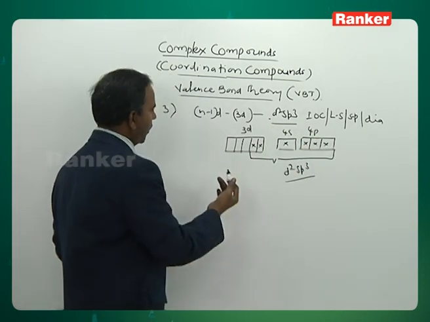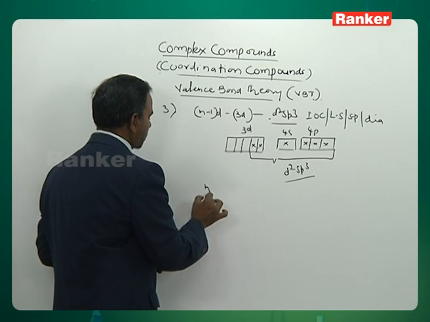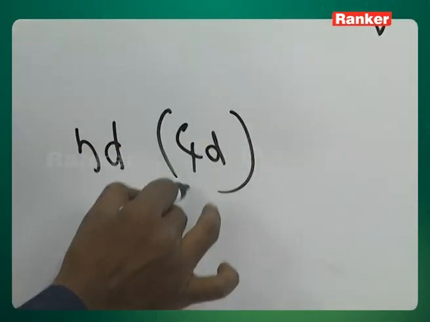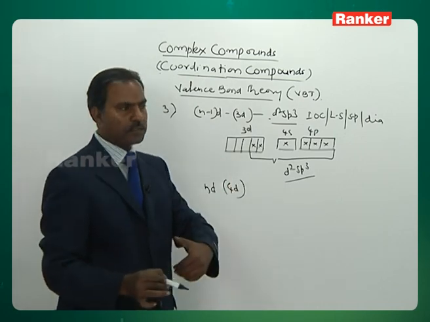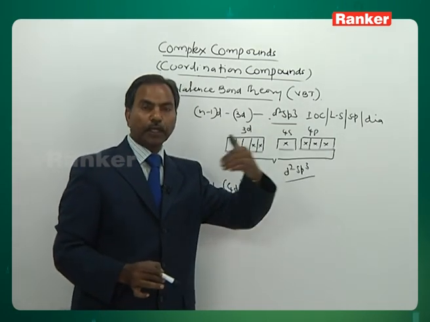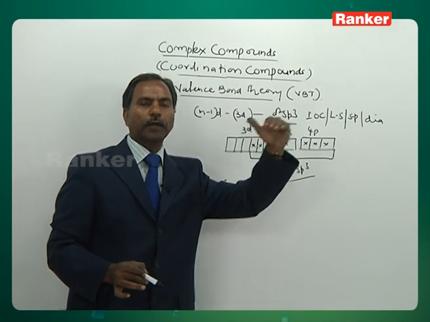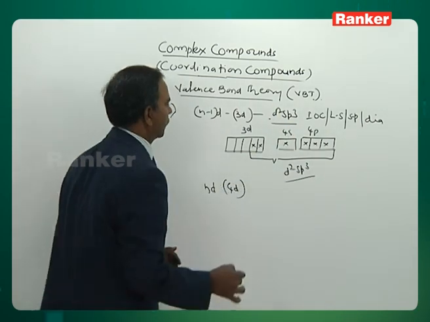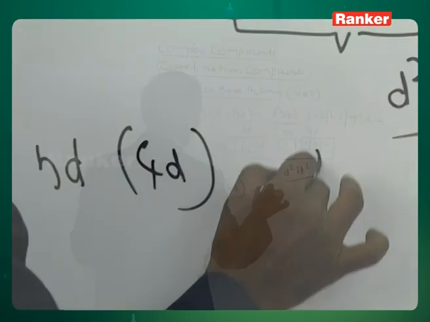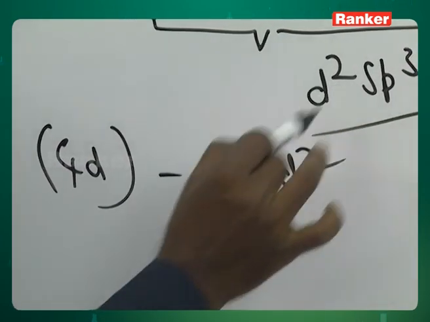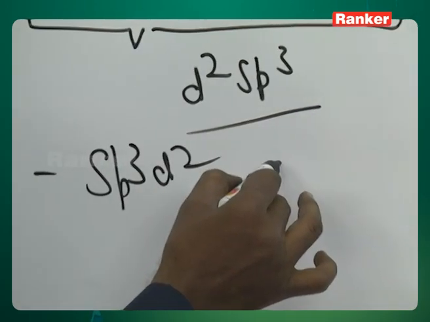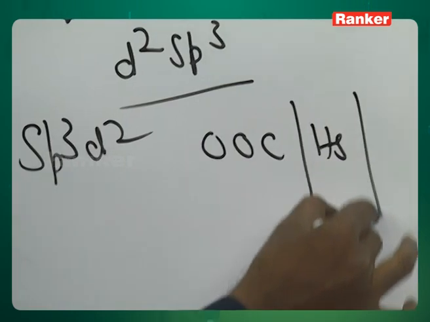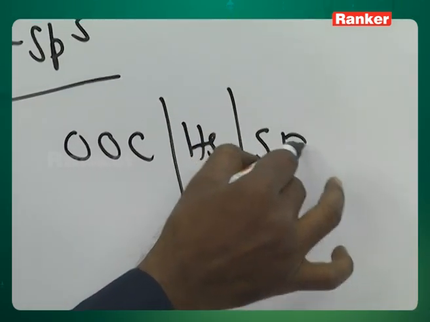Next, the same point. Now, if outer orbitals are involved, say nd, let us consider 4d. In the 3d series of elements, if 4d is involved, that means outer orbitals are involved. Then the hybrid orbitals produced will be sp3d2. The complex is an outer orbital complex, or you can say high spin complex, or spin free complex.